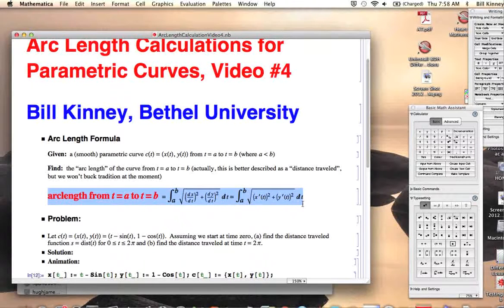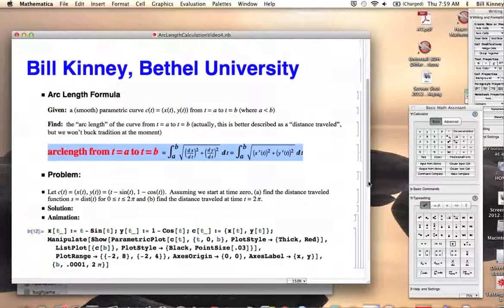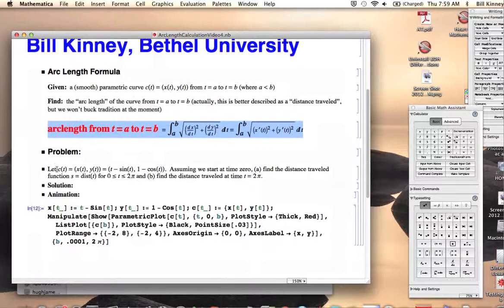Here's the formula that we're going to use, and once again, we're not explaining this formula, we're just getting some practice using it. And here's our problem. Let C of t be this parametric curve, with first coordinate or component equal to t minus sine of t, and second equal to 1 minus cosine of t.